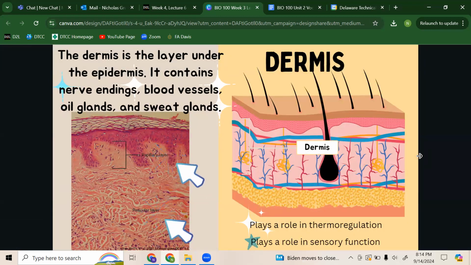I said this earlier, but just to point out again, the dermis has our nerve endings, blood vessels, oil glands, which are also known as sebaceous glands. We'll point those out in one of our other slides. And then the sweat glands that we have seen before.